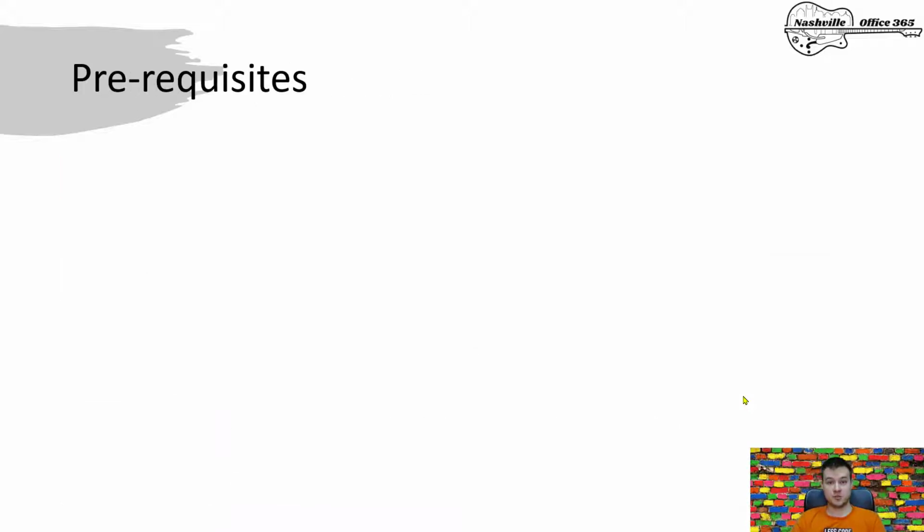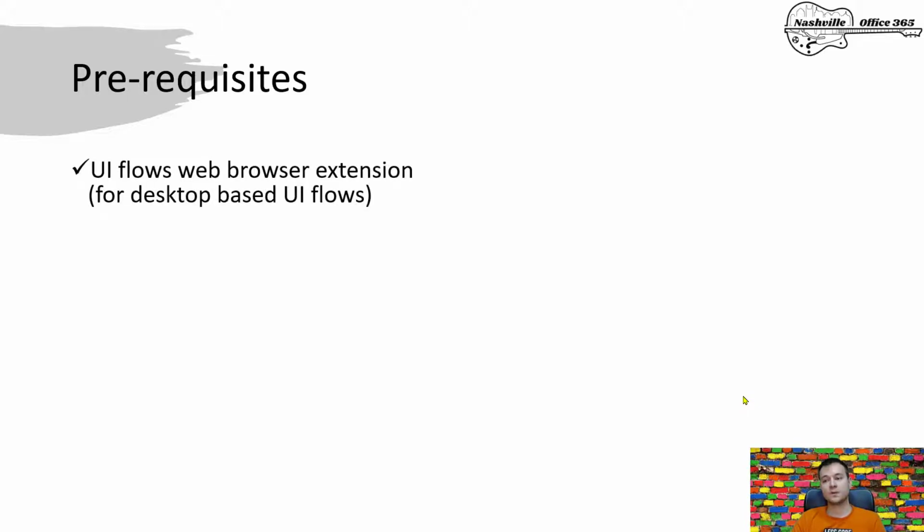Now, what prerequisites do we need to fulfill to be able to run the UI flows? First, we need to download and install the UI flows installer that will install two applications on our computer. First is the UI flows web browser extension that is used for the desktop-based UI flows and for the web-based flows as well. And we also need the UI flows steps recorder. This application is used both for recording and for playing.